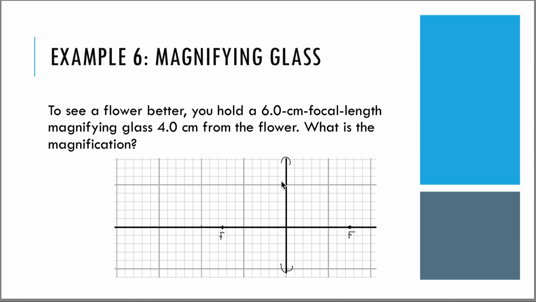Then we're going to draw the object. It says that we're putting it 4 centimeters from the flower. Doesn't say how big it is. We can make it however big we want. Since we know it's going to be magnified, we don't want to make it too big. So I'll make it 2 squares tall. It's kind of my default there.